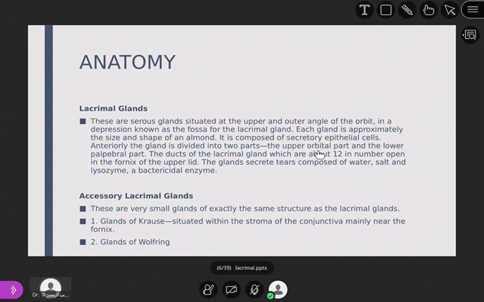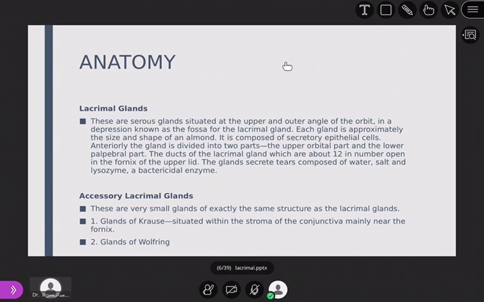These are serous glands situated at the upper and outer angle of the orbit in a depression known as the fossa for the lacrimal gland, or the lacrimal fossa. Each gland is approximately the size and shape of an almond. It is composed of secretory epithelial cells. Anteriorly, the gland is divided into two parts, the upper orbital part and the lower palpebral part. So some of it is in the orbit and some of it out of the orbit.